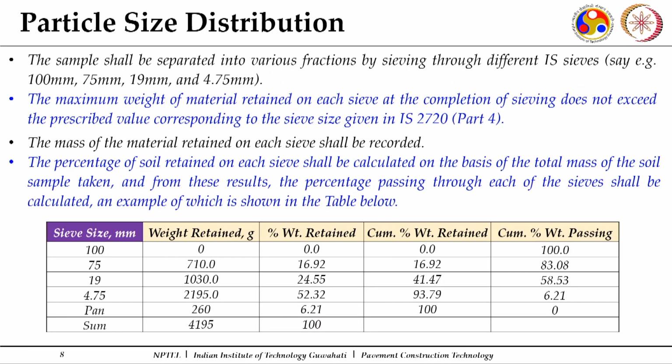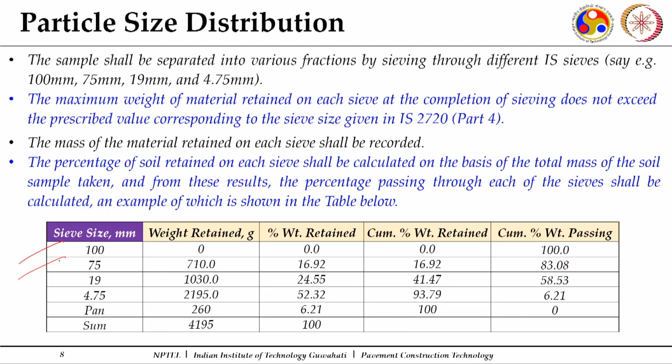Now, I will just give you an example. What do we do under this gradation analysis or sieve size distribution? So, I am randomly picking up, say, 4 sieves. There is one sieve which is 100 mm, another is 75 mm, 19 mm, and 4.75 mm.